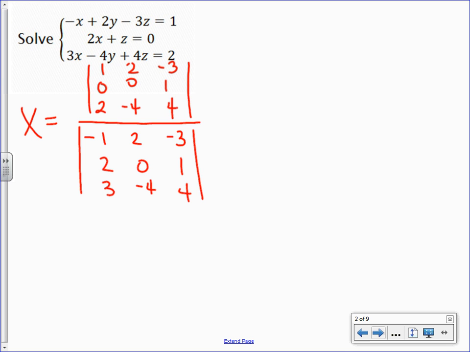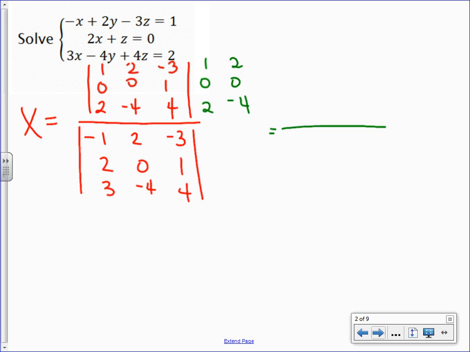A 3-by-3 determinant, is it hard to find? No. Takes a little bit of work, but is it hard? We're not going to use our calculator. We don't need to use our calculator. We can do this by hand, right? How do we do a 3-by-3 determinant by hand? We need to find the diagonals, right? Which diagonals do we do first?